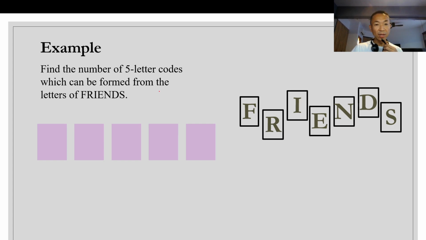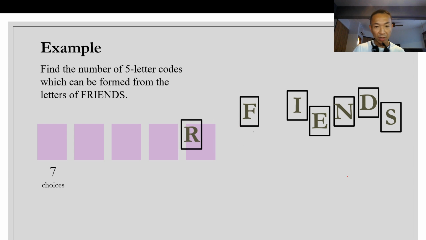Right, let's take a look at some examples. You want to find the number of 5-letter codes that can be formed from 7 different letters here, F-R-I-E-N-D-S. Now, if you look at the pink boxes here, the first box, there can be 7 different choices. Why? Because the first slot, there are 7 different letters to choose from.